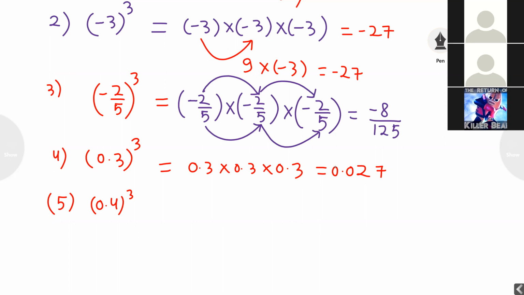Next question, 0.4 into 0.4 into 0.4. 4 4s are 16, 16 4s are 64. Again, after the decimal point, there are 3 digits. I want to keep the decimal point from the right side, after 3 digits. Only 2 digits are there, so I want to mention 0. The answer is 0.064.